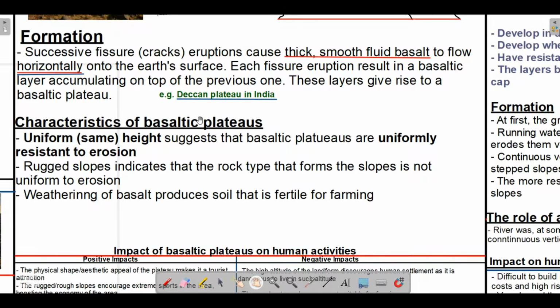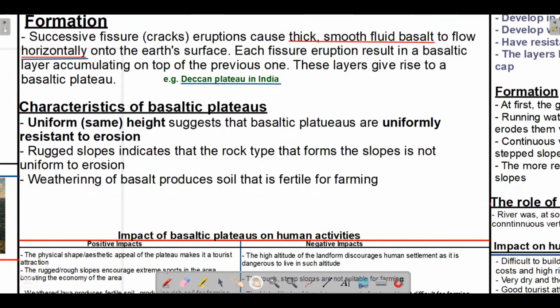So that suggests that each part erodes at the same speed. So that's what we mean by uniform resistance to erosion. It has rugged slopes. So this indicates that the rock type that forms the slopes is maybe not uniform to erosion. So it really depends.